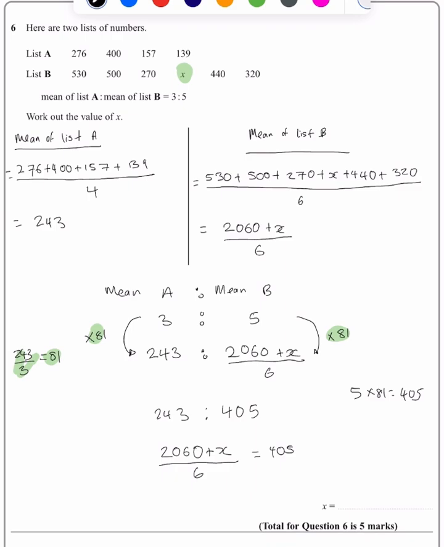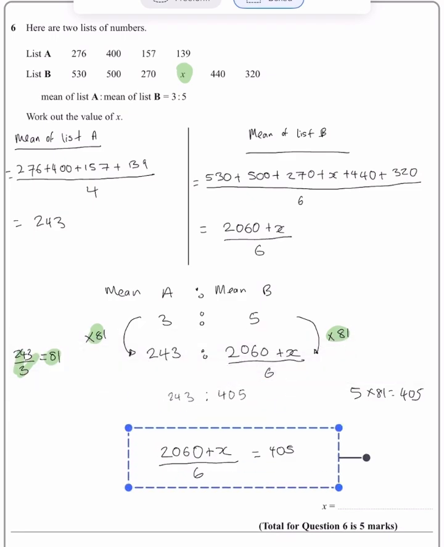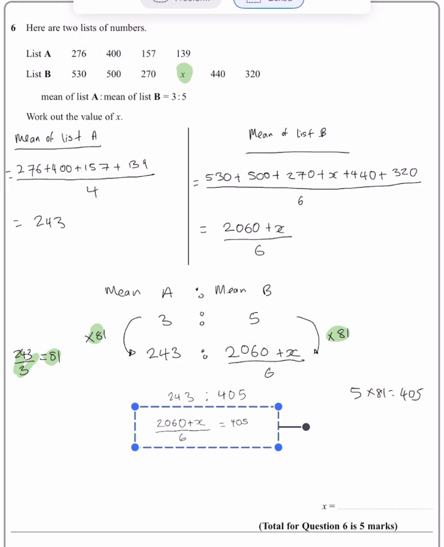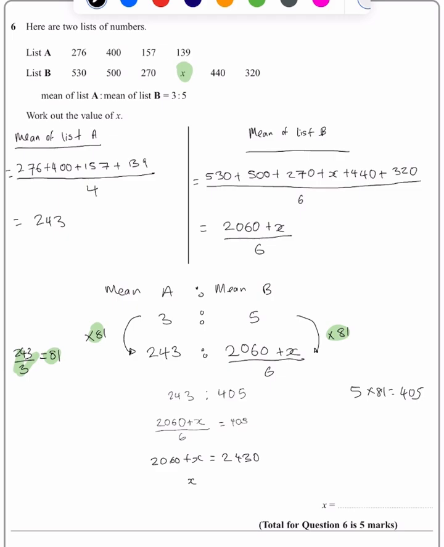So again, you can cross multiply. What I'm going to do is make this slightly smaller so it is not in the way and we have space to do our workings out. There you go. Okay, so you will have 2060 plus x is equal to 2430. And then again, you're solving for x, so you're going to get rid of the 2060 on the other side, and then x is going to be equal to 370. So your final answer is 370.